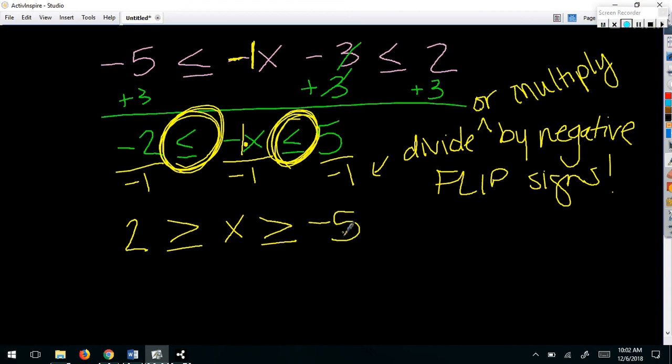Now, it looks different than my other one, okay? Because the signs are going the wrong way. Remember how when the x was written on the wrong side, we had to flip some things around? When I divided by negative 1.